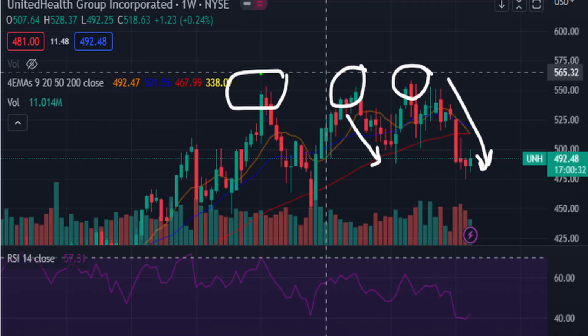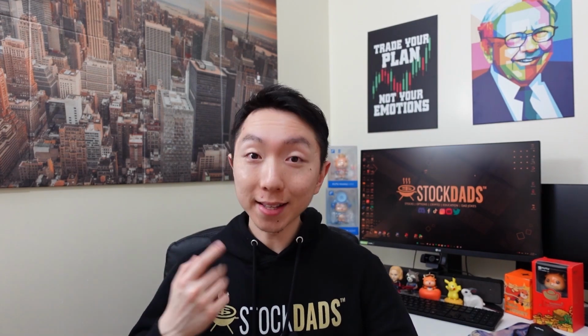Here's an example of UNH stock, United Health, where the price reached about $550, went back down, retested that $550, and went back down again. And it actually almost made a triple top here, and it continued to make lower lows now for the past couple of weeks. So in this example, you can see that it could have been a profitable trade if you bought puts every time the stock hit about $550 and failed to really make any new highs. And since that previous high, the stock has gone down about 10%.